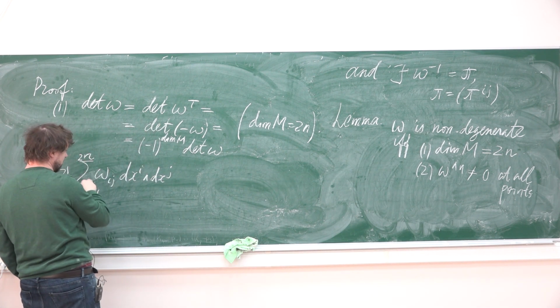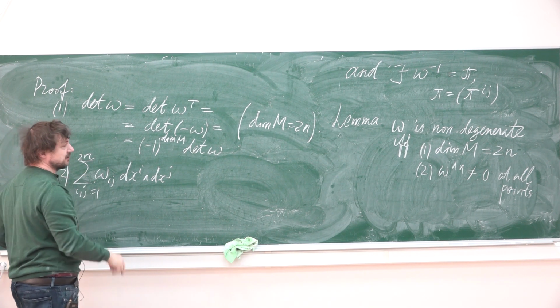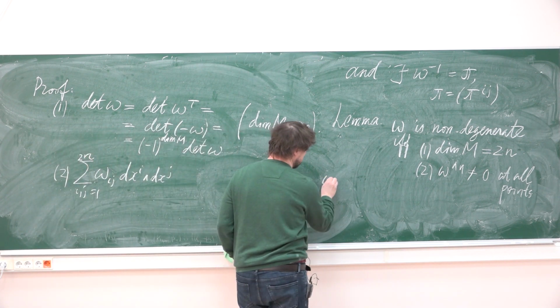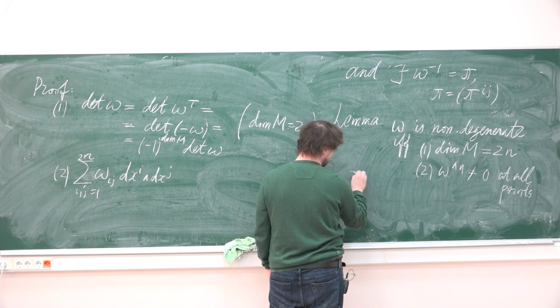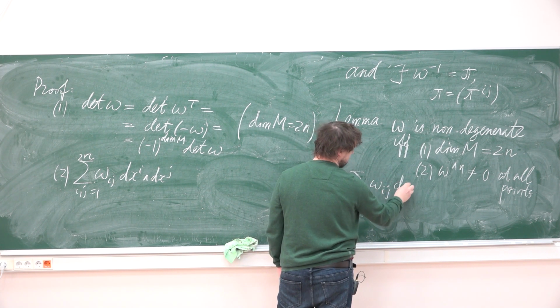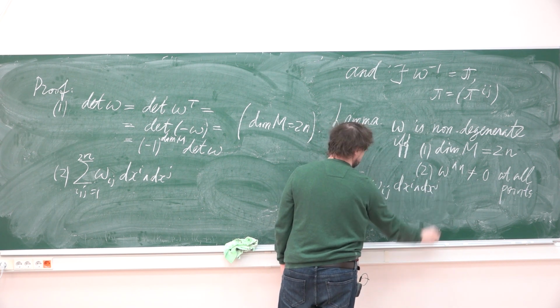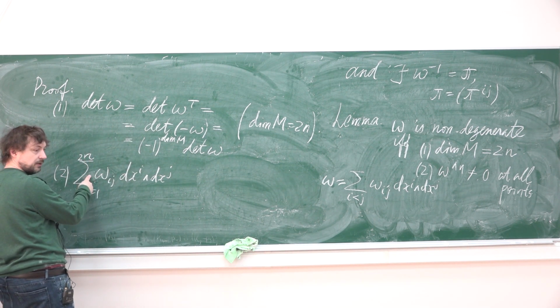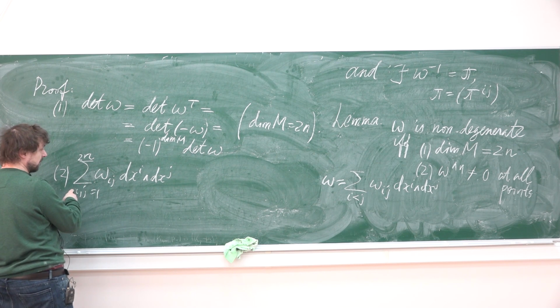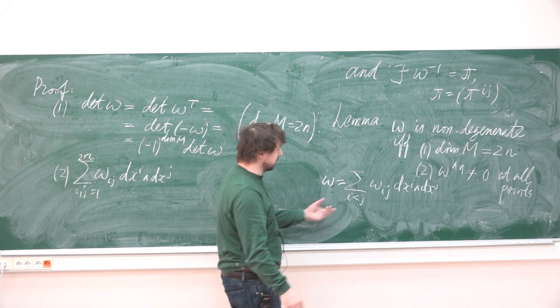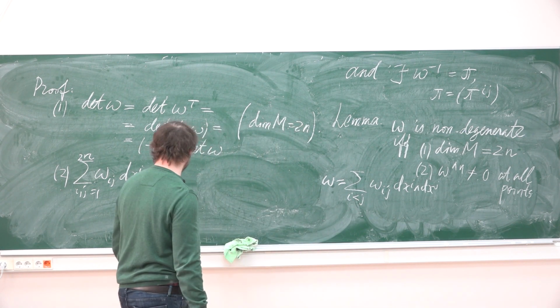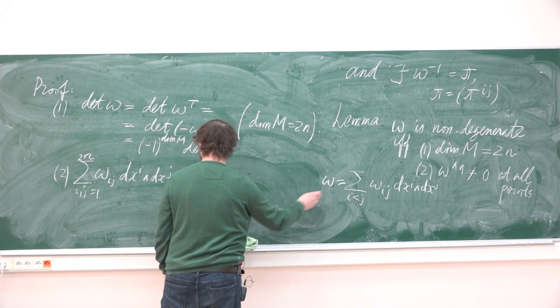So this is actually not just omega, but rather 2 times the omega itself. Because usually when people write down omega, they take the sum for all i less than j of omega ij dxi and dxj. But it is more convenient for me to use this kind of notation, not to look after the order of the indices. Of course, this is just twice this.